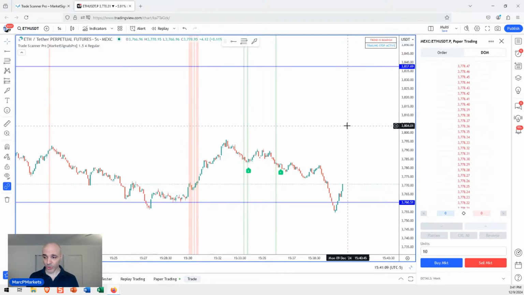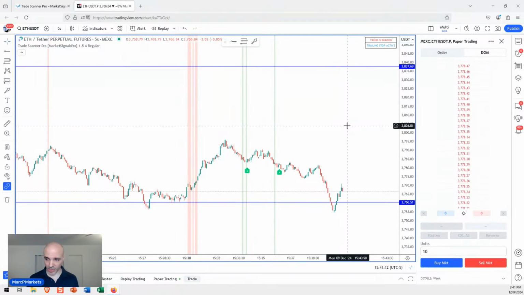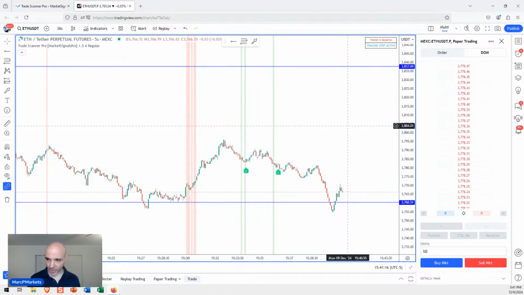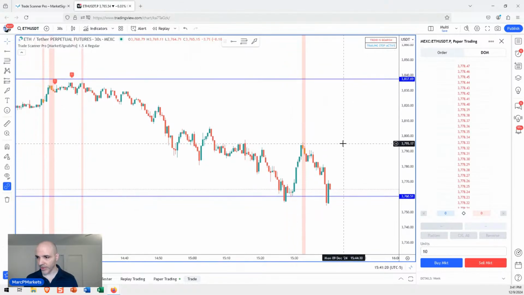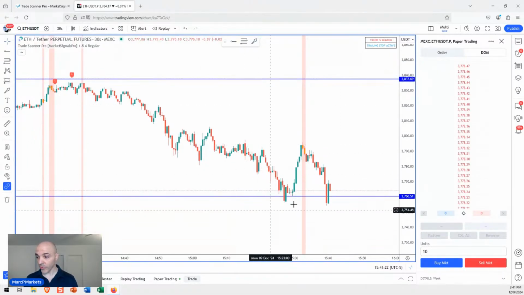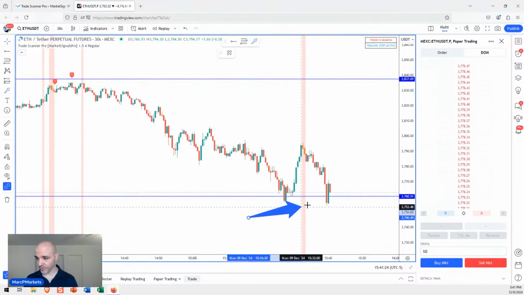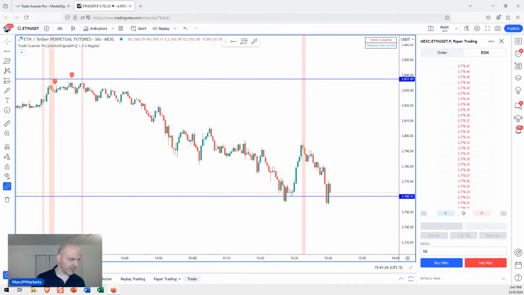So I'm not going to trade a 5-second chart, right? This gets ridiculous. So I'll work with a 30-second. Let's just work with the 30-second. Let's see if something comes up here eventually. Maybe something develops. Now notice we're sitting right on the support, right? We're sitting right on it.